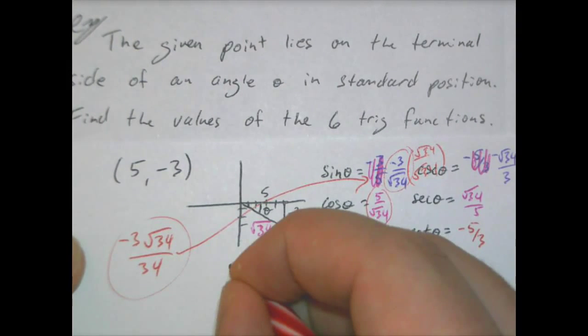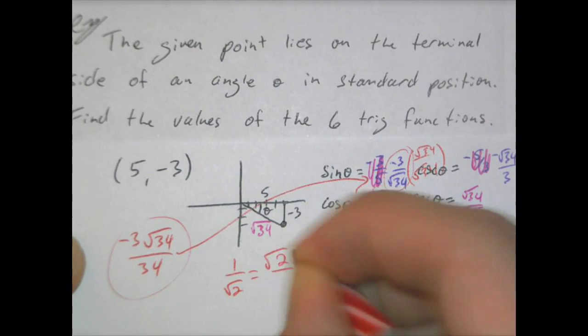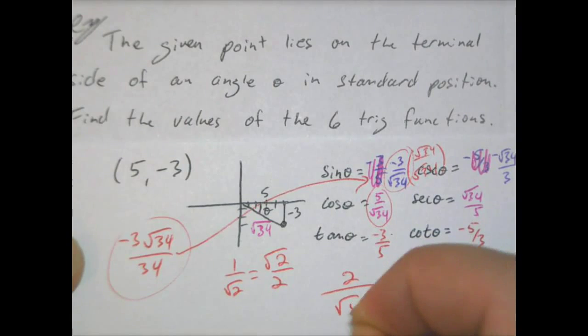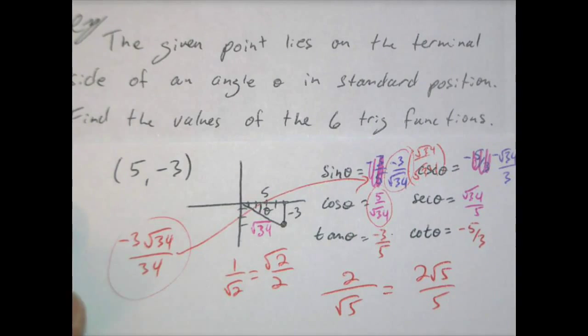I mean, if you have 1 over square root 2, this is the same thing as root 2 over 2, or 2 over square root 5 would be the same thing as 2 root 5 over 5. Right? Hopefully you're kind of catching that pattern. Just multiply by the square root on top and bottom.